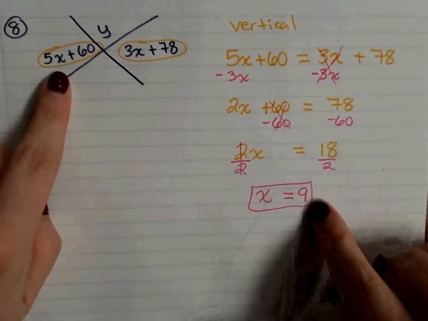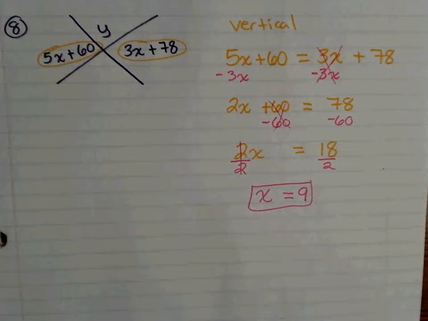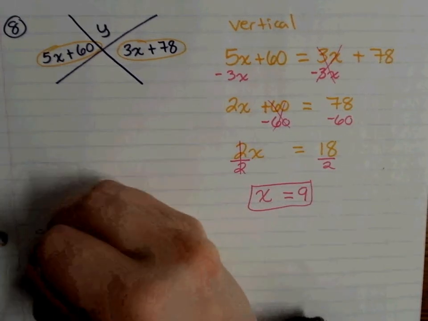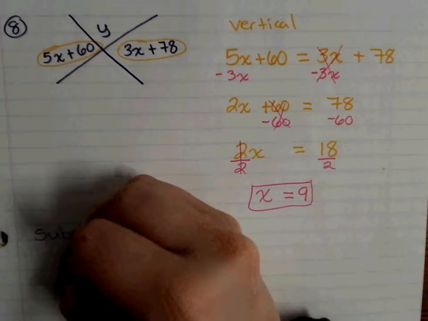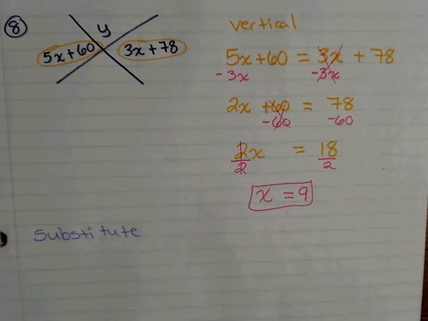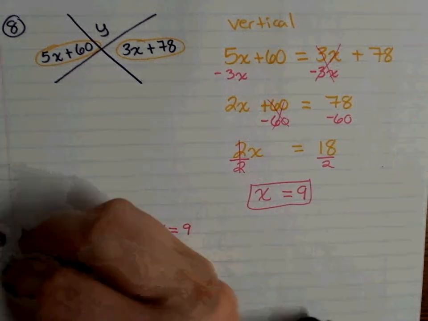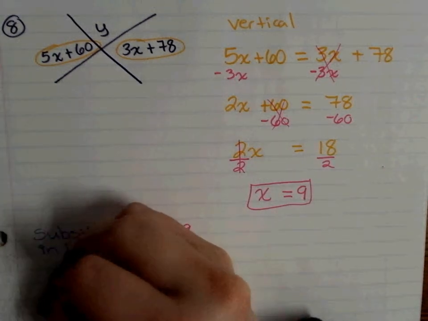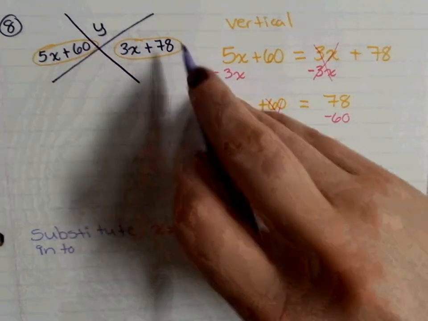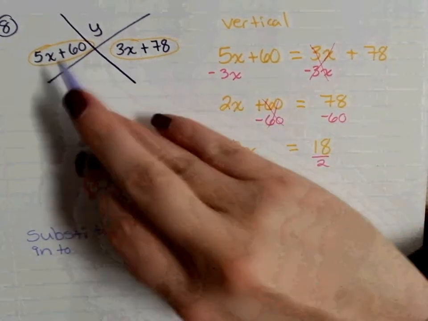You have to find a substitute. So if you found an x, you have to substitute it. We're going to substitute the x in, or the 9 in for x. So that's what you need to write down. You're now going to substitute. We're going to substitute x equals 9 into one of these two equations.